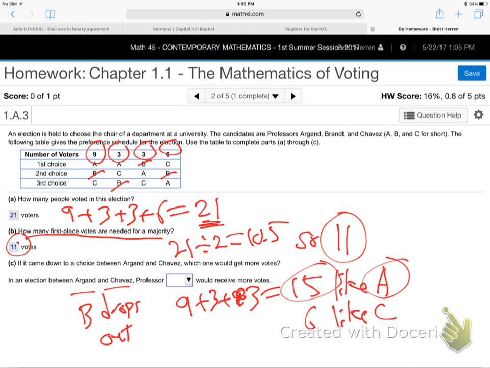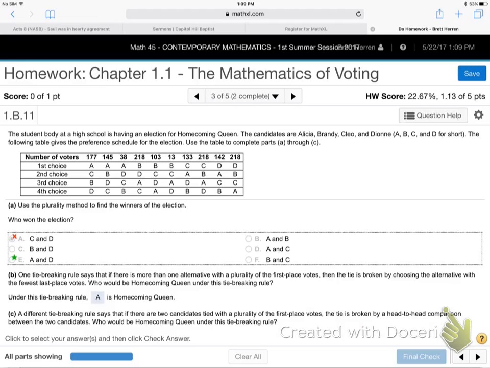Questions on that? Number 2. So we're just getting the feel of preference voting. Parts. So, all right, let's do it here now.